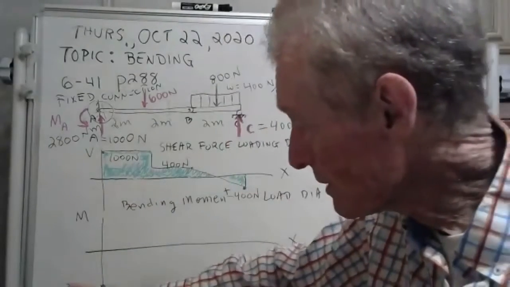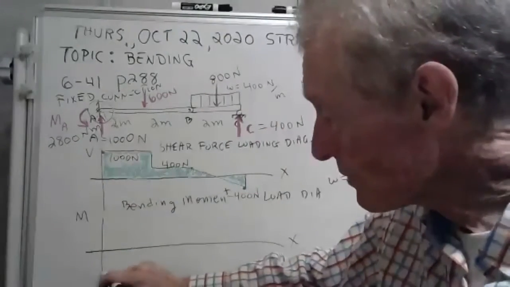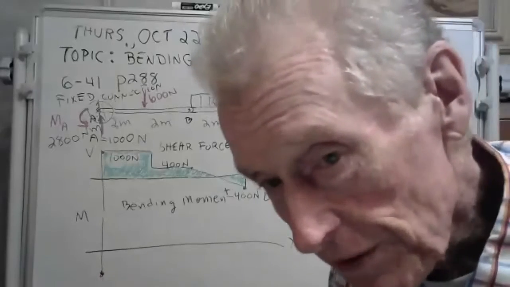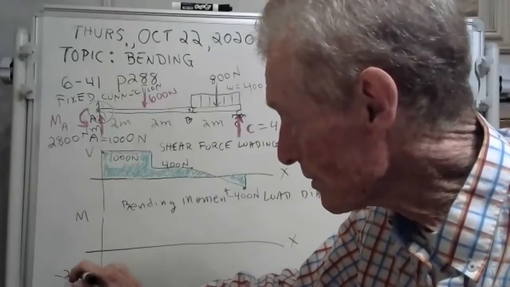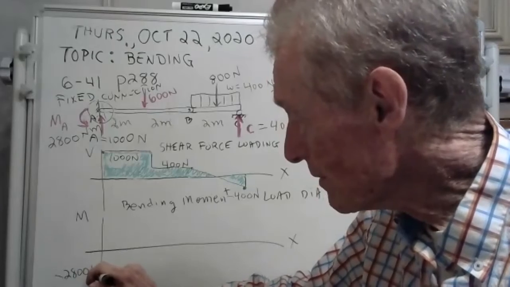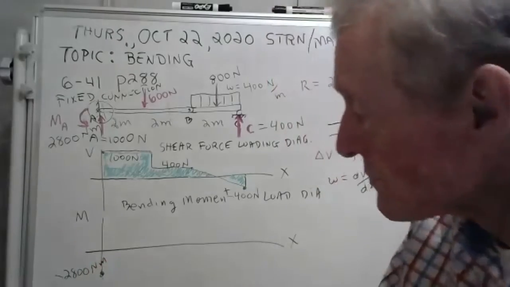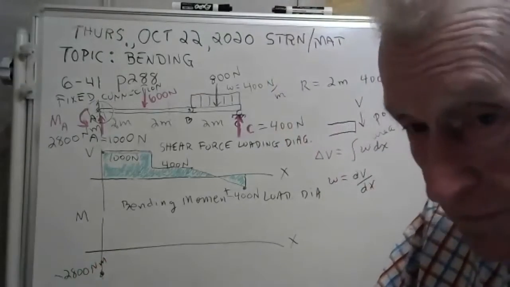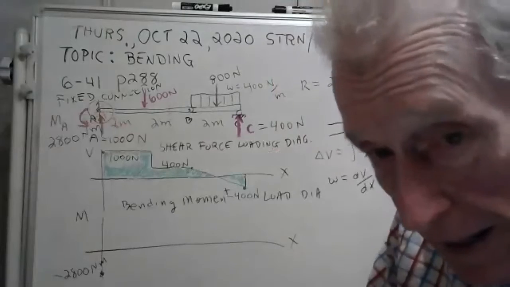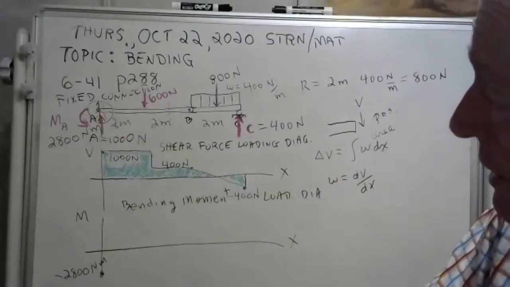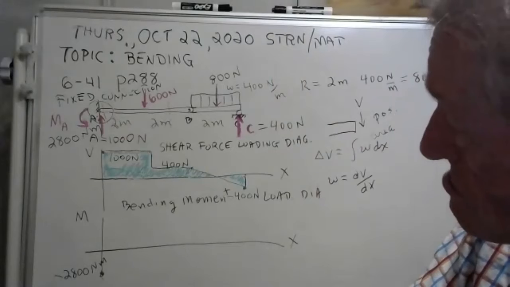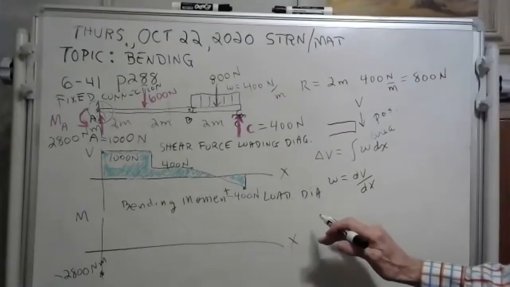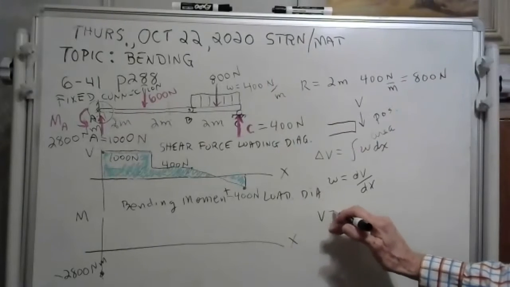Does that show up? No, I'm going to have to move it up a little bit. I think you can barely see it there. I've got a negative 2,800 Newton meter bending moment acting at A. And then what happens? Well, how does the equation go? It goes like this.